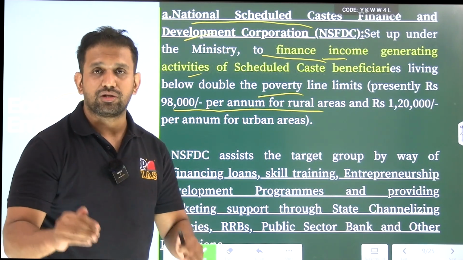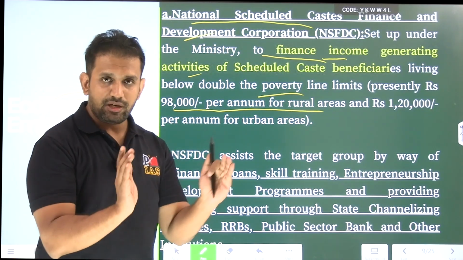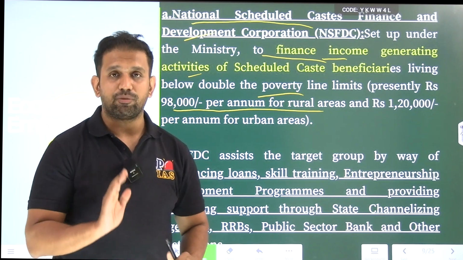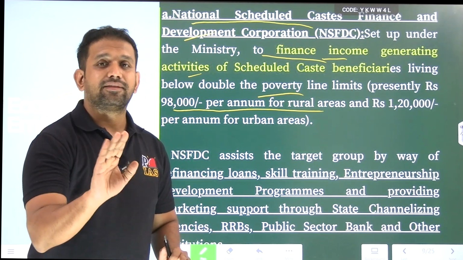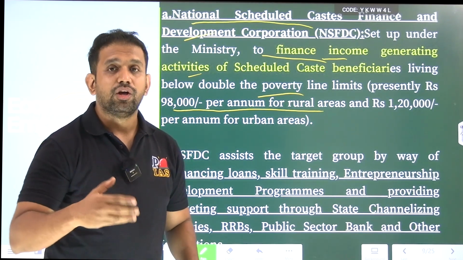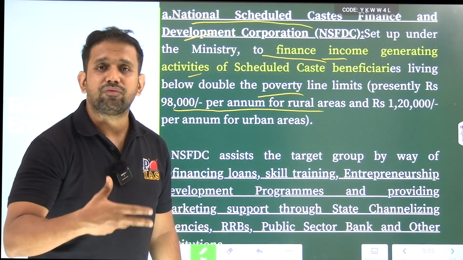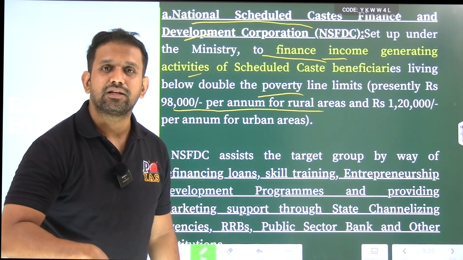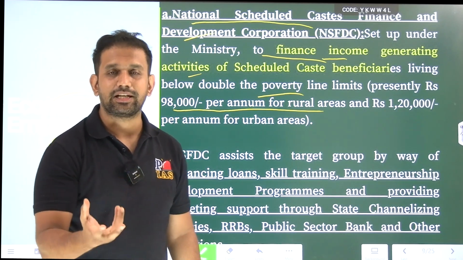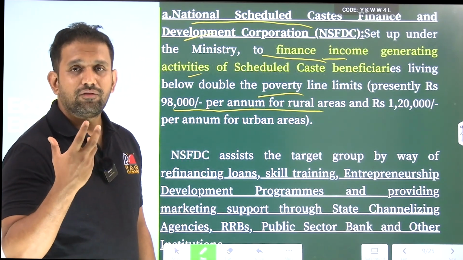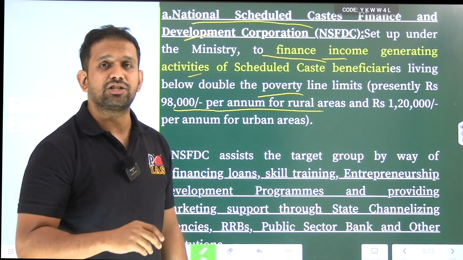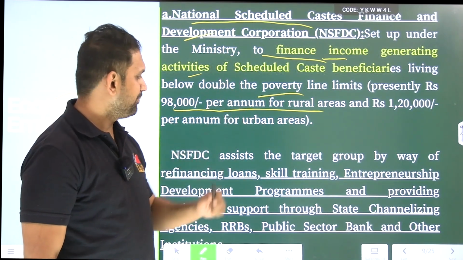If he's sitting on the roads, a lot of people will avoid him also. That's why if you get a small rented place, a lot of people will come and you can start selling Hawaii chappals like Paragon also. So to fund, to give finance for income generating means they can generate income. For that purpose, financial assistance is given by NSDC.